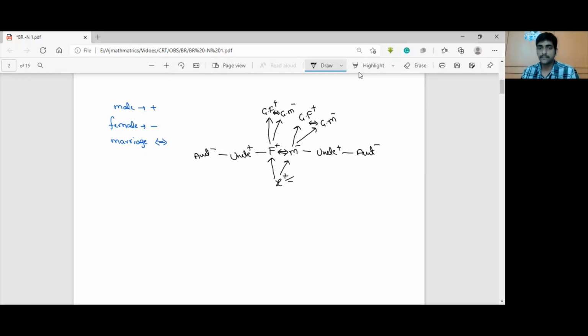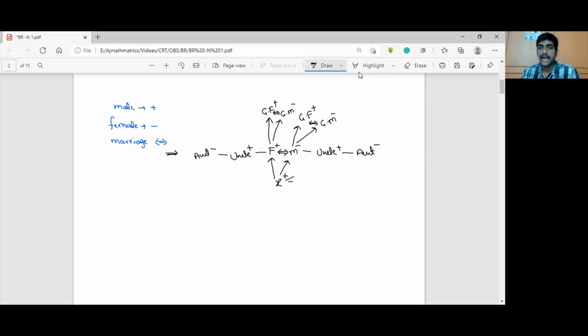So your father's brother is an uncle and your mother's brother is also an uncle. So we can be more specific: father's brother is paternal uncle, mother's brother is maternal uncle. Your father's sister is paternal aunt, mother's sister is maternal aunt. Now, when it comes to your generation, let's complete this generation.